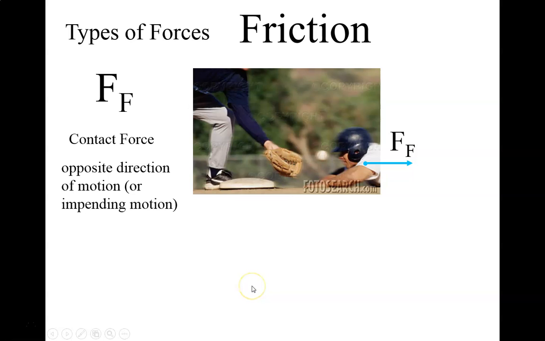Another very important force is friction. Friction is a contact force, whereas gravity doesn't have to be. Friction is opposite motion or impending motion. So this baseball player is sliding to the left. Since he's sliding left, friction acts opposite of that, to the right. The symbol for the force of friction is F sub f. So there's a force of friction on the baseball player by the ground or dirt or earth or whatever you want to say.